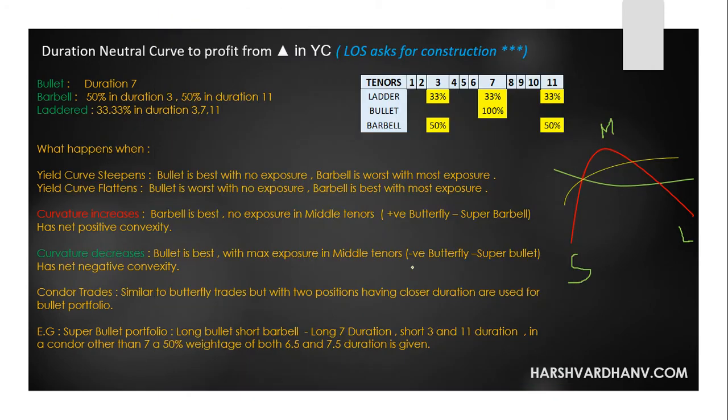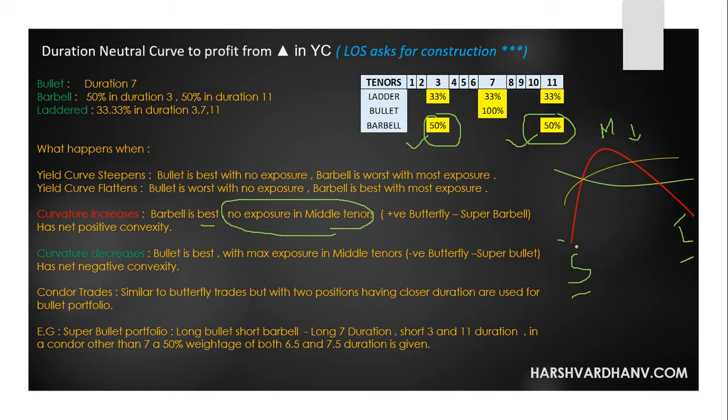So over here, let's consider the scenario that we have taken. So curvature increases, so you have exposure to short and long term. So barbell is best, no exposure in middle term. What is happening in the middle term? The rates are increasing. When the rates increase, the portfolio value goes down. And what is happening to the wings? The wings are going down. So if you have exposure in a falling interest rate market, then your portfolio value will increase.